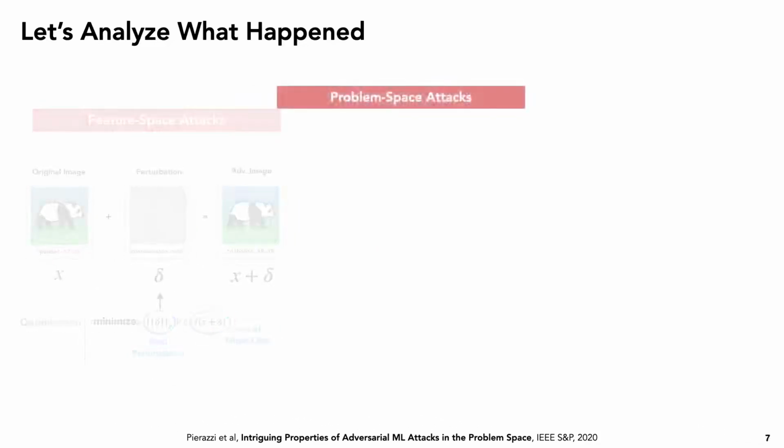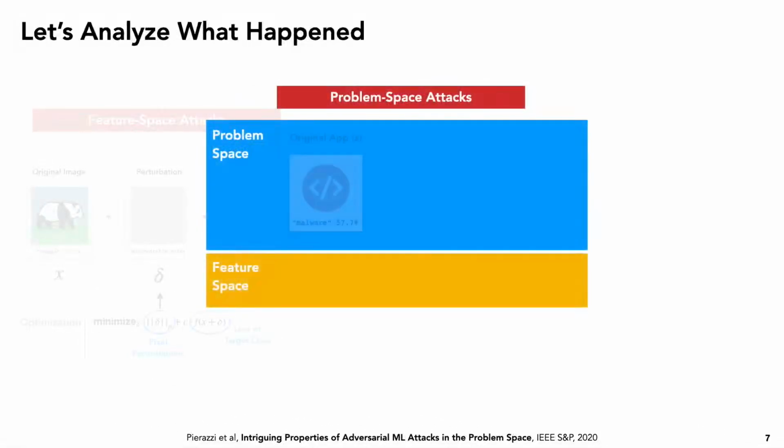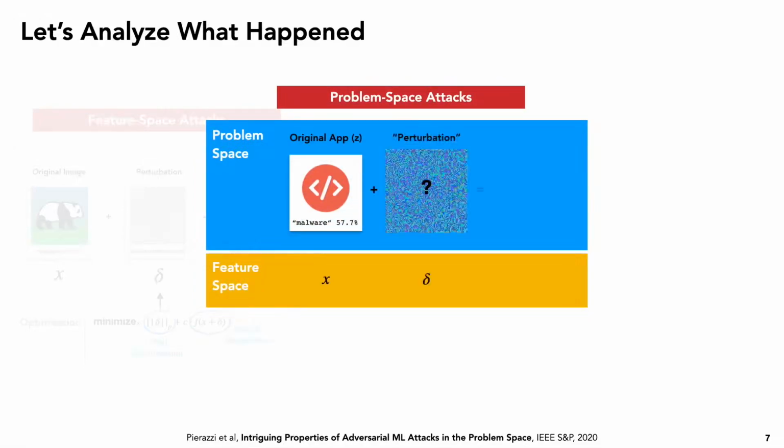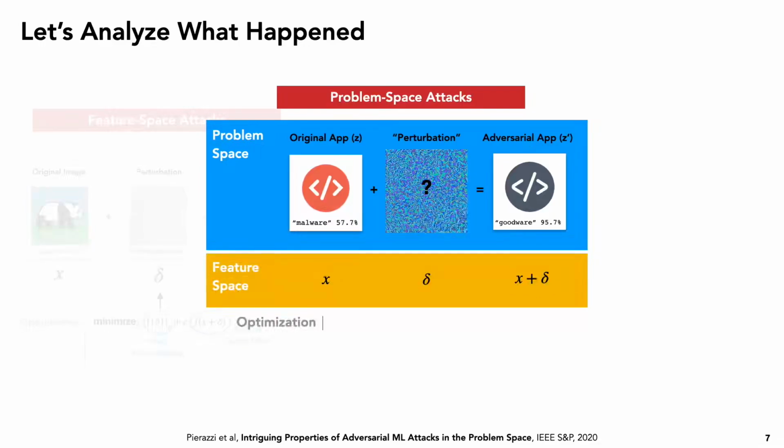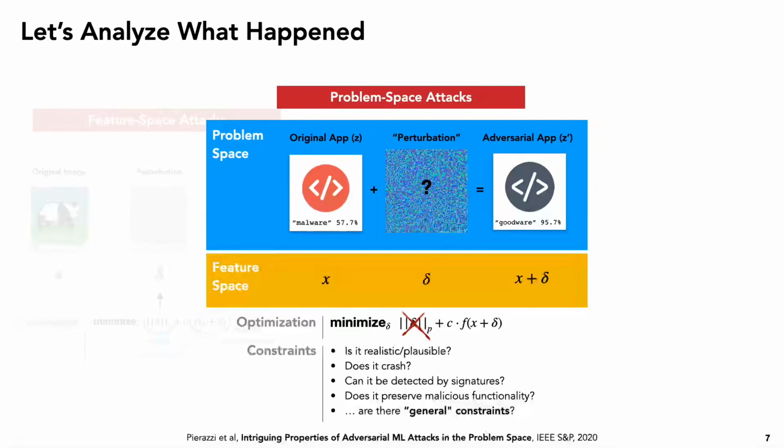Let's consider a problem space attack in which the feature space and the problem space are very different. So here in the problem space we have some malicious application, and in the feature space we have a corresponding feature vector embedding. Following the feature space attack, we add some perturbation, for example by adding some API calls or strings, in order to obtain some adversarial variant that gets classified as benign. In this setting, you don't necessarily care how many features you modify. Instead, you have many other constraints. Is the new application realistic? Does it still work? Can the changes be truly detected? Is it still malicious? And then looking to other domains, are there some general constraints that we can consider?